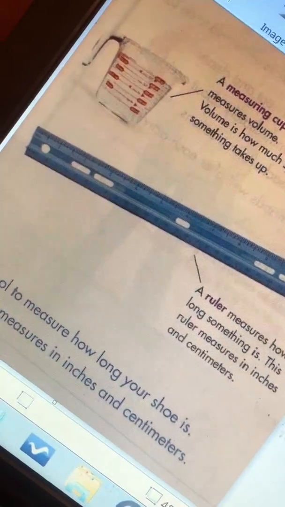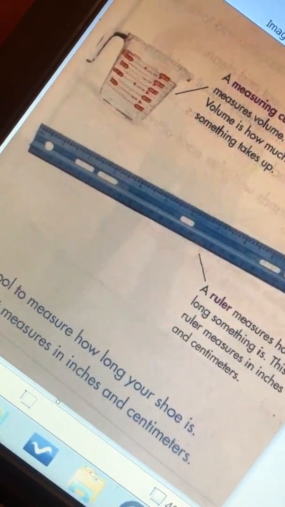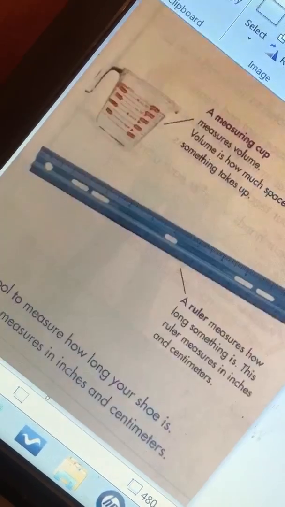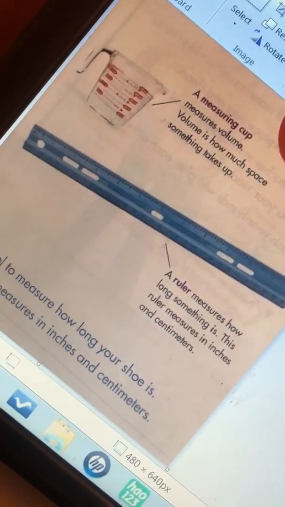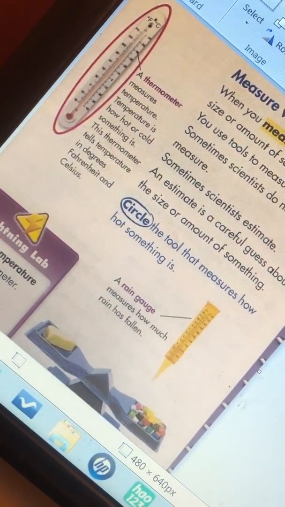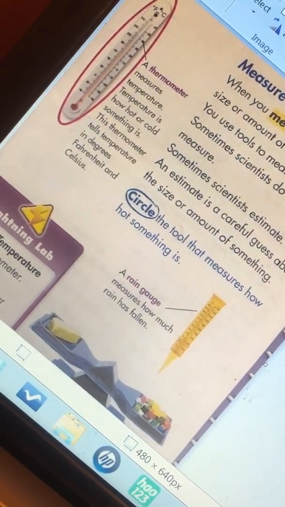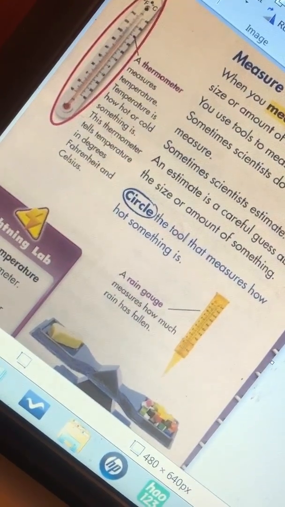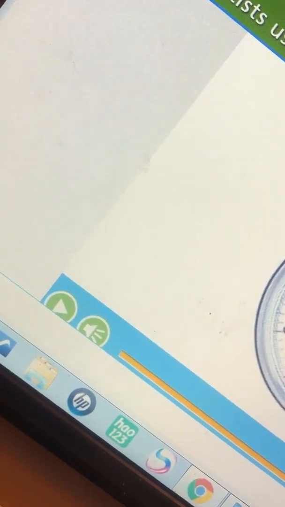Okay, for today this is our lesson. We learned about some measuring tools, 5 tools. We took 5 tools to measure something or to know the amount or the size of something. And we said sometimes scientists just estimate. They don't measure, they estimate, or they guess carefully. Okay, see this video with me now, by the end of the lesson.